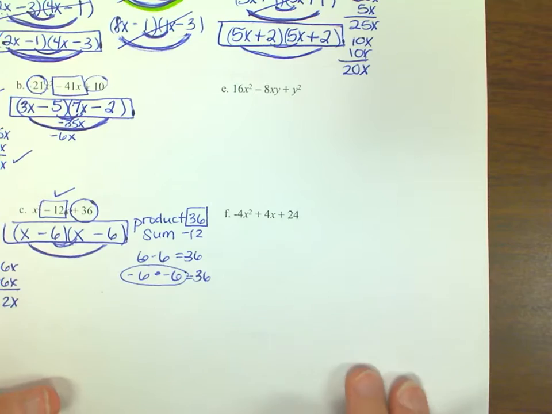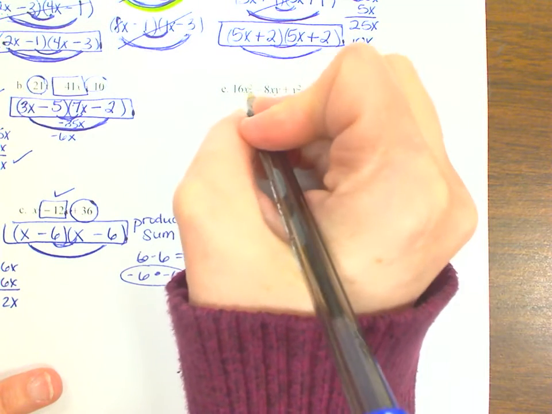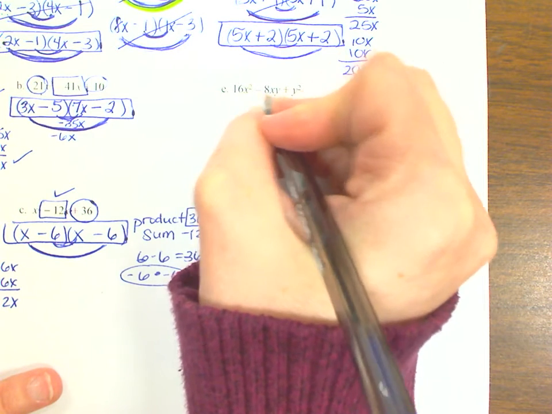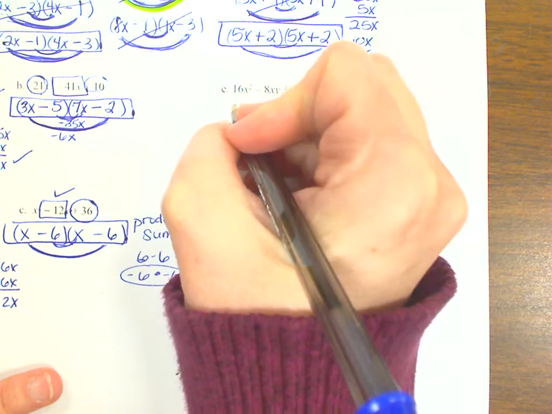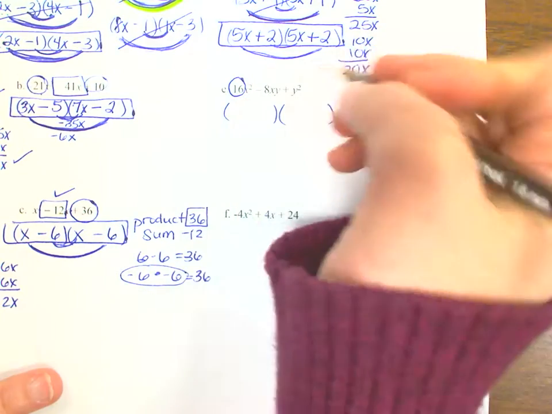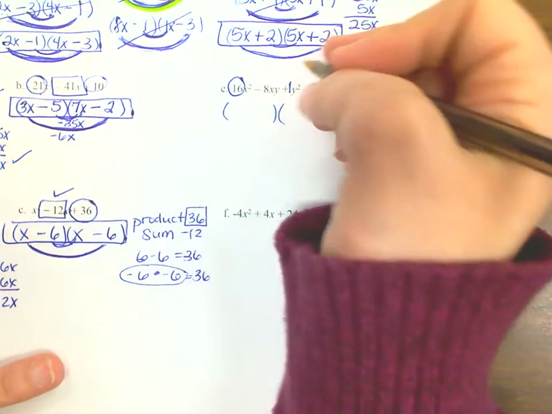All right, now let's try out letter E. Okay, for letter E, do we see a GCF? Let's see, we have 16 and 8, but that's not going to work here. We have x's there, but no x in the last term. We have no y in the first term, so there's no GCF. So we're going to go ahead and break it down. We've got to think of the factors of 16 and then the factors of this 1. That's the coefficient of that last term.